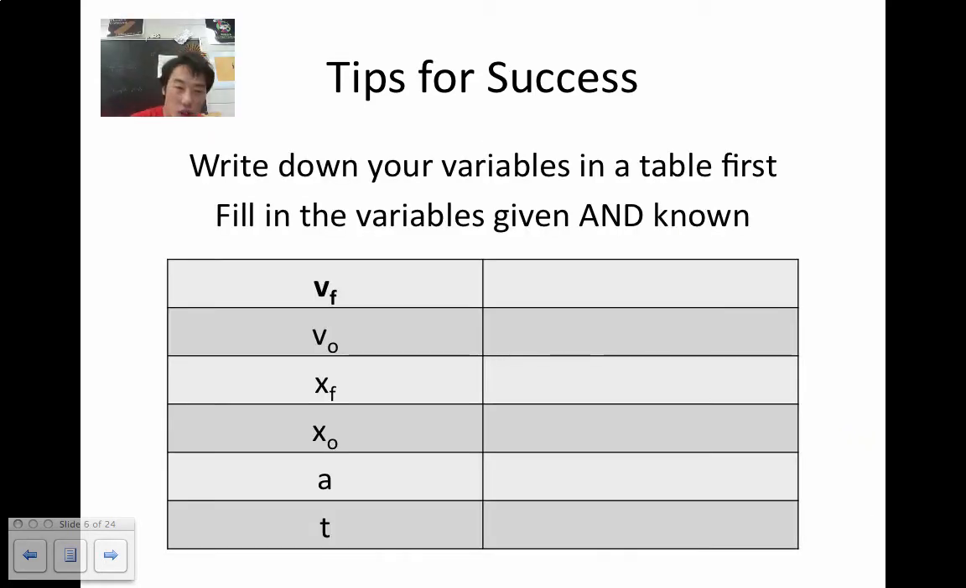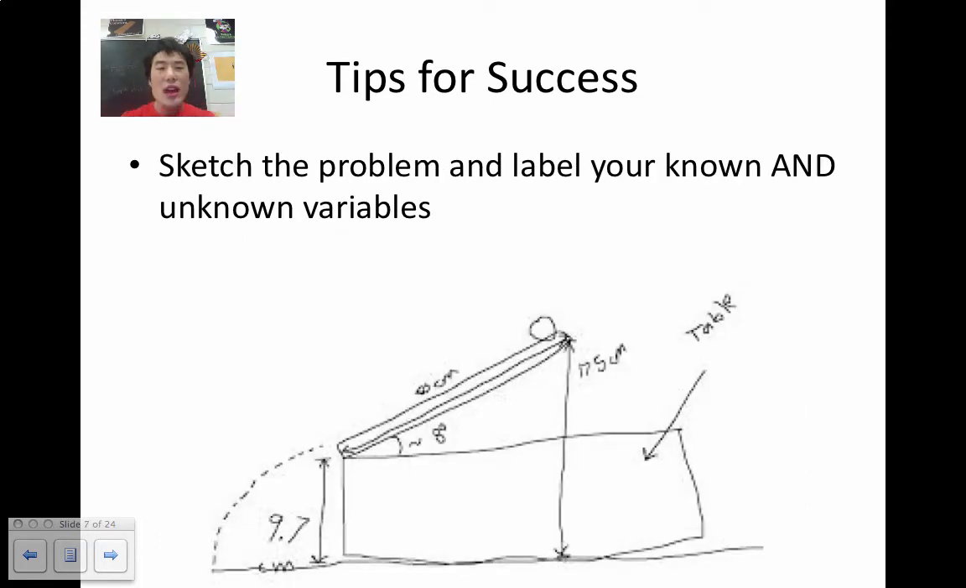Alright, first you want to write down your variables in a table. Fill in the variables that are given and that you know. The table is down below. Next, sketch the problem and label your known and your unknown variables. A simple sketch will do, nothing too fancy.